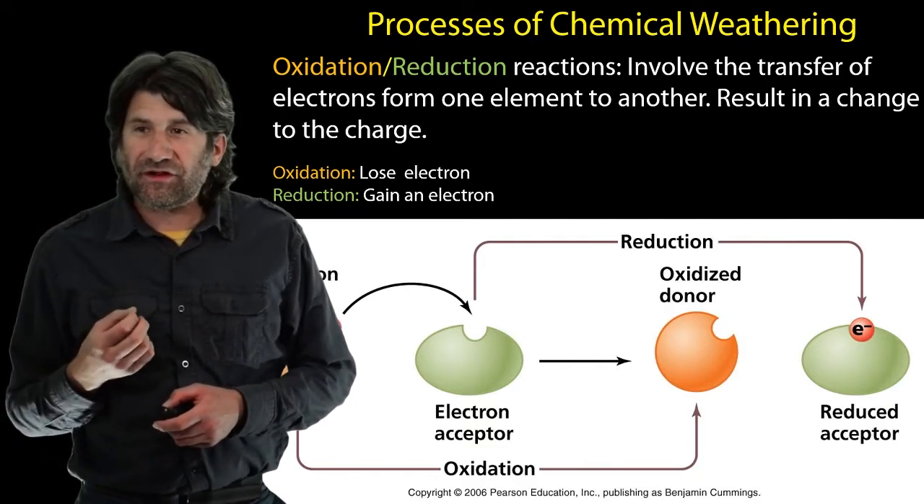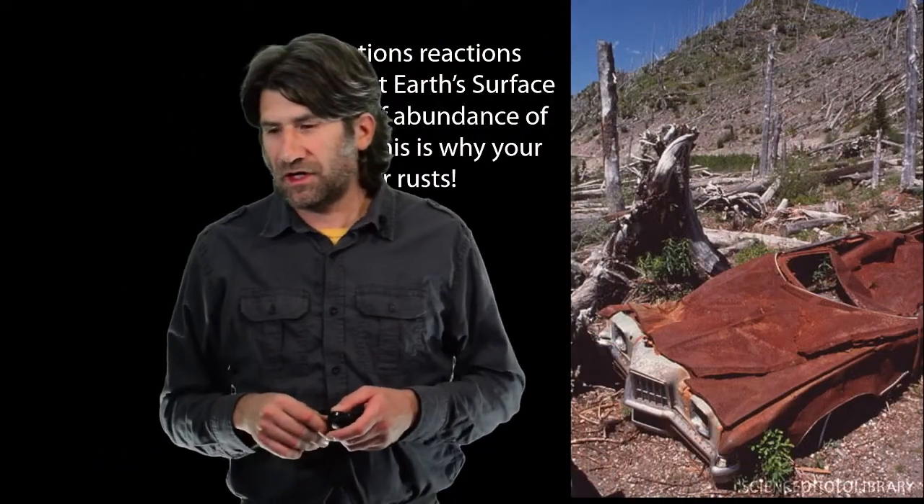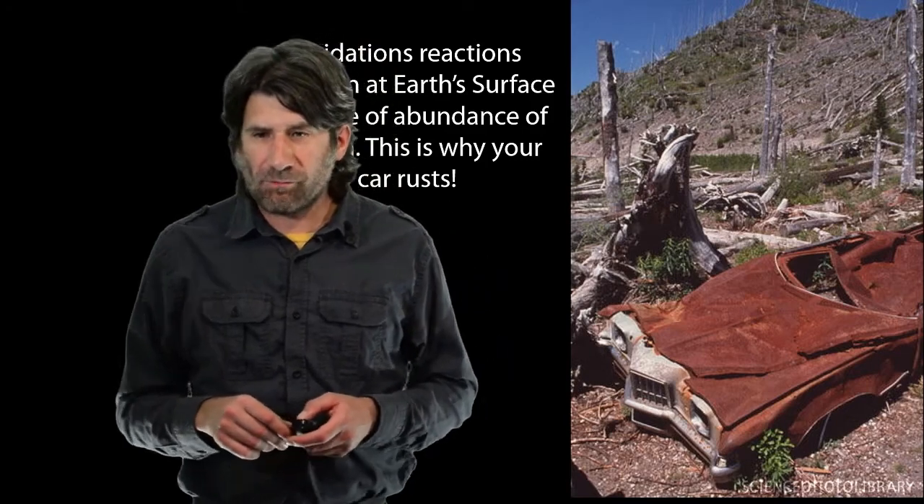And you've seen some very common oxidation reactions in nature. Oxidation is really common at the Earth's surface because we have an abundance of oxygen. That's why your car rusts, as we're driving oxidation reactions in the steel of your car.